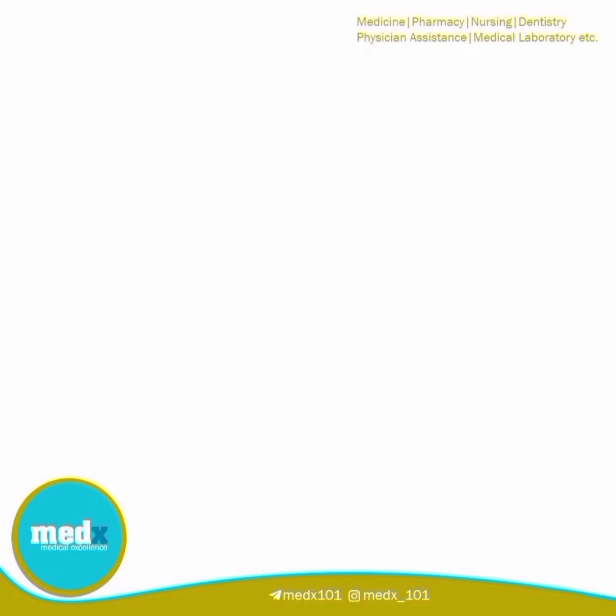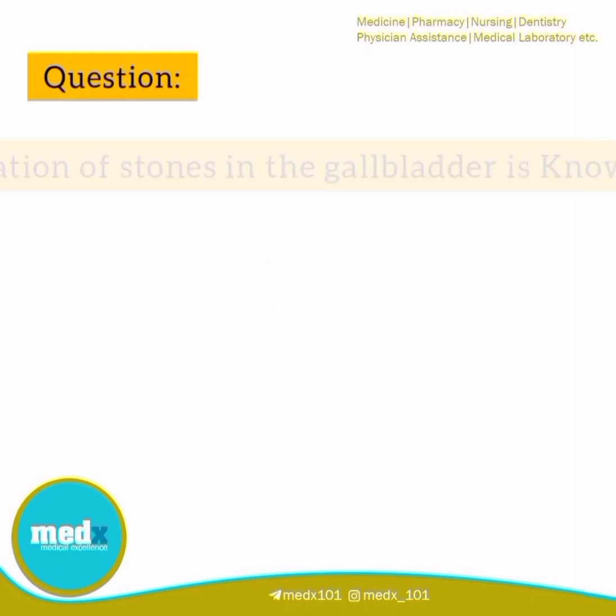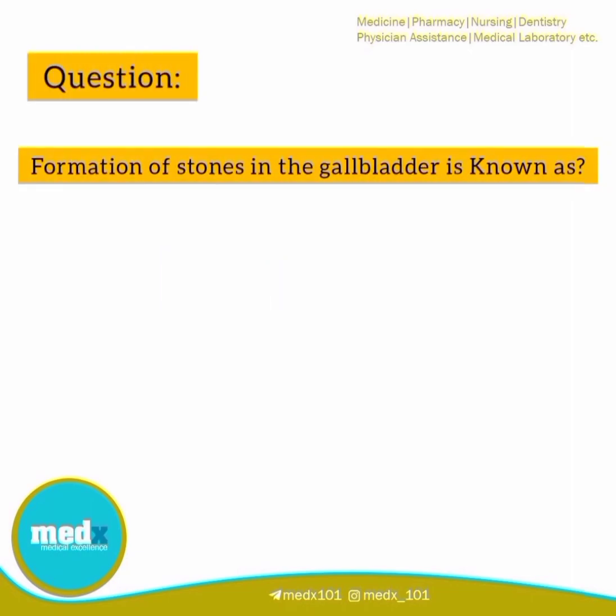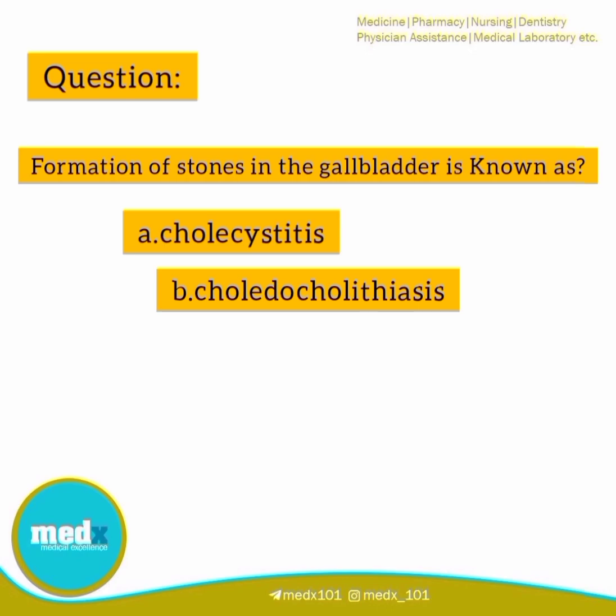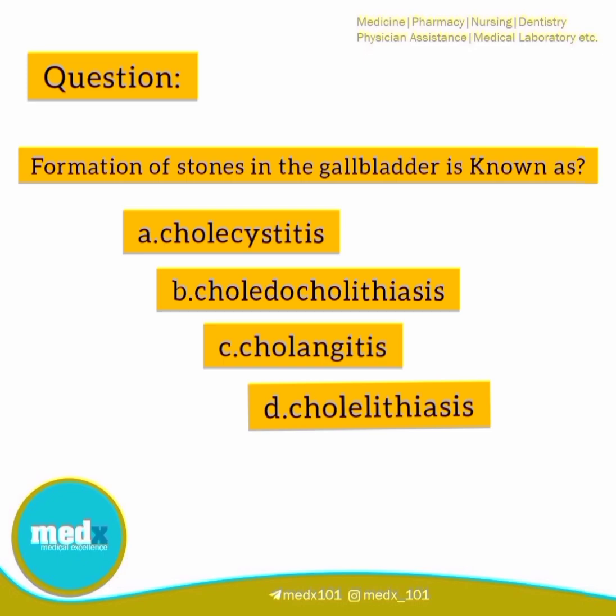But before you go, I'll give you an MCQ to try. So here is the question. Formation of stones in the gallbladder is known as A. Cholangitis, B. Choledocholithiasis, C. Cholangitis, and D. Cholelithiasis. So what do you think the correct answer is? You can leave your answers in the comment section and we'll discuss it in our next video.